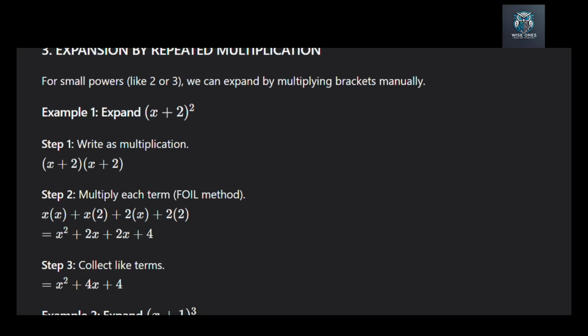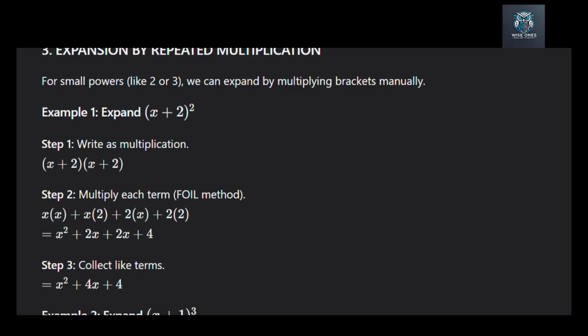Let us apply that here. First, we multiply the first x by the second x. That gives us x squared. Outer, we multiply the first x by the positive 2. That gives us positive 2x. Inner, we multiply the positive 2 by the second x. That gives us another positive 2x. Last, we multiply the positive 2 by the positive 2. 2 times 2 is 4. So that gives us positive 4. Now we write all that down. x squared plus 2x plus 2x plus 4.